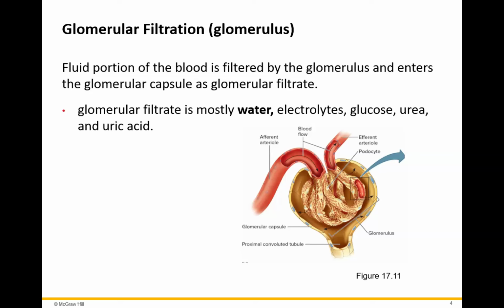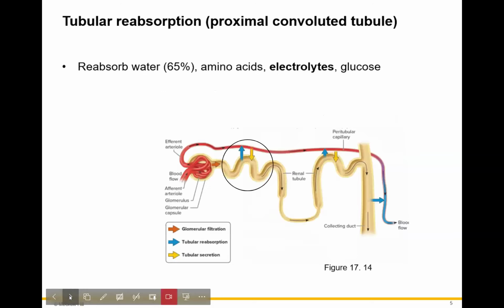So the filtrate's going to contain, again, small molecules such as water, electrolytes, glucose, urea, uric acid. These filtration slits are too small to allow red blood cells, white blood cells, platelets, blood proteins to exit. So you just have a filtrate containing very small molecules.